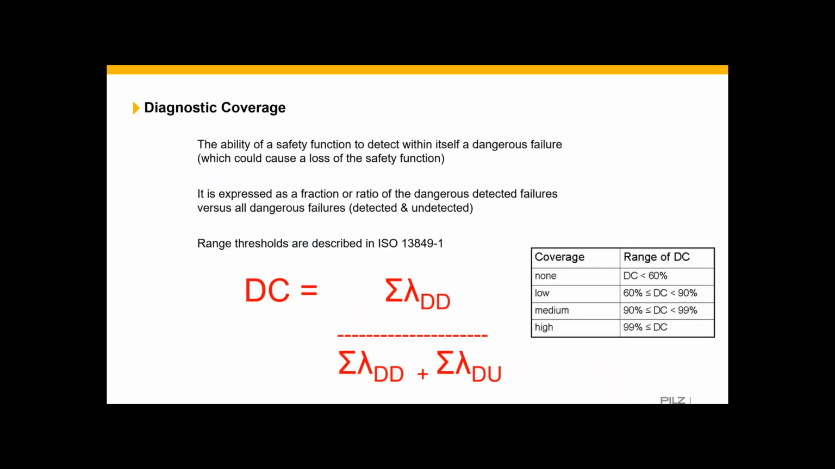And the ability of a safety function to detect itself with a dangerous failure, which would cause loss of the safety function, is expressed as a fraction or a ratio of the dangerous detected failures versus all dangerous failures.